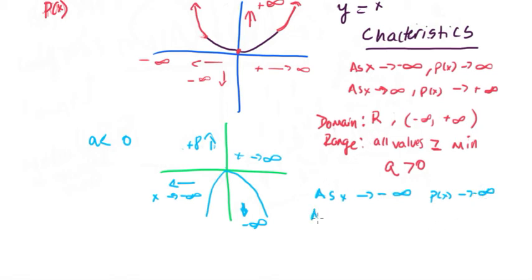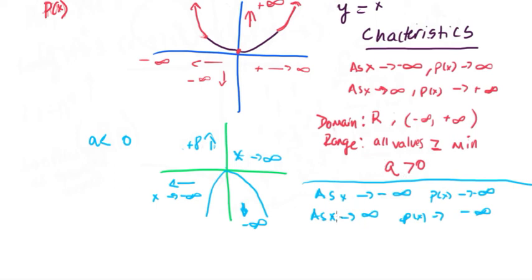Now, what happens as x approaches positive infinity? What does p of x approach? As x is approaching positive infinity here, p of x is going in this negative direction, so p of x is also going to approach negative infinity. Now, this is what's different. This is how we're going to differentiate between a coefficient greater than 0 and a coefficient less than 0.